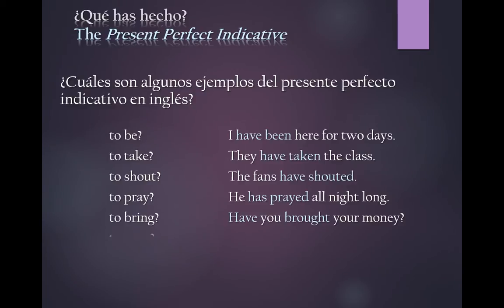Muy bien. The verb to have, what would be the present perfect of the verb to have? Well, we have to combine have with its past participle, which is the word had. So we say we have had a good time. That's the present perfect of the verb to have.